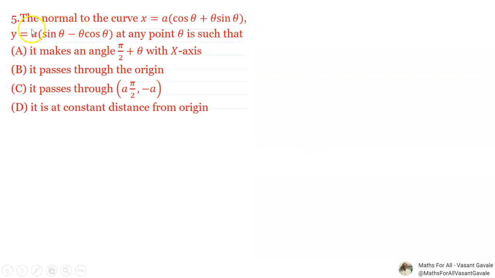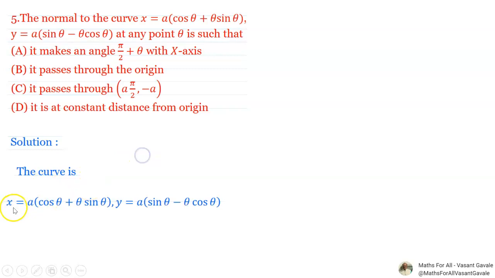Next example. The normal to the curve x equals a times (cos theta plus theta into sin theta), and y equals a (sin theta minus theta into cos theta), at any point theta, is such that: A, it makes an angle pi by 2 plus theta with the x-axis. B, it passes through the origin. C, it passes through (a pi by 2, minus a). And D, it is at a constant distance from the origin. Now we'll see the solution.